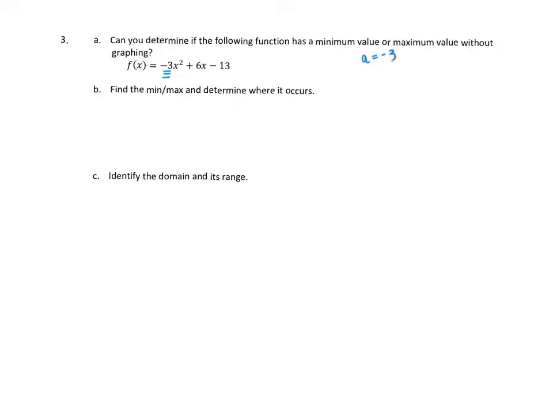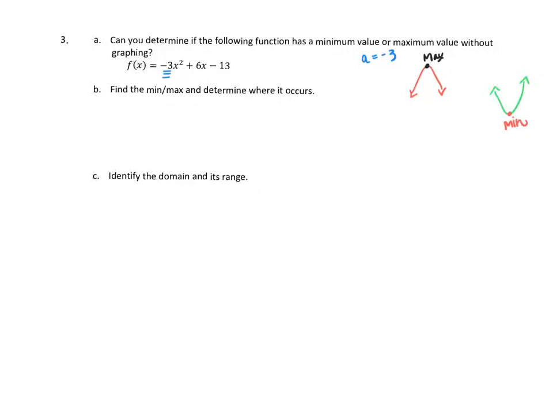So when a is negative, you should know that that parabola is going to open downward, which means it's going to have a vertex that gives us a max whenever you have a parabola opening down. All right, if for some reason, not in this case, but you had a parabola that was opening up, let's say a was 3, then your vertex is going to be your lowest point, and that's where you're going to have a minimum value occurring.